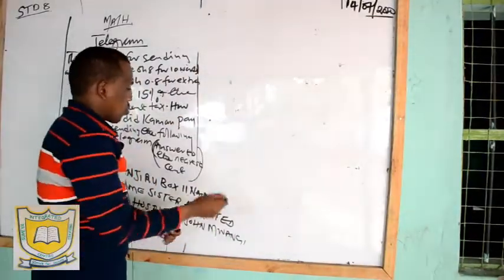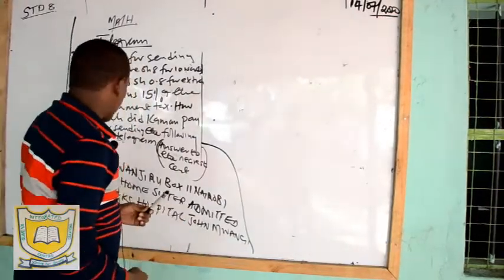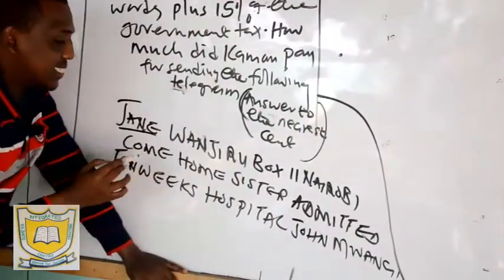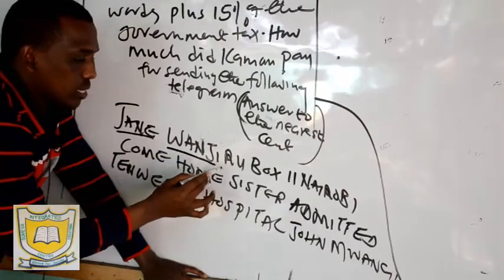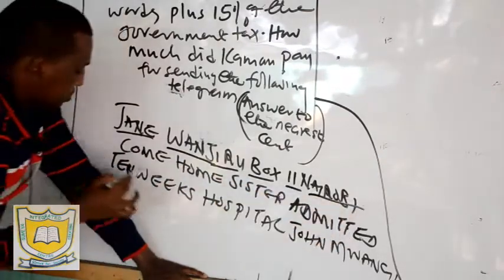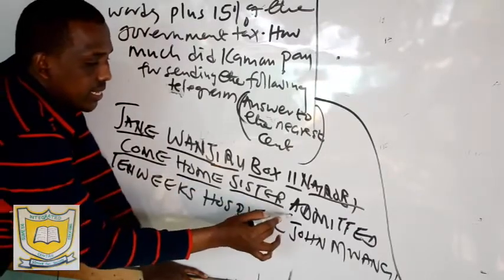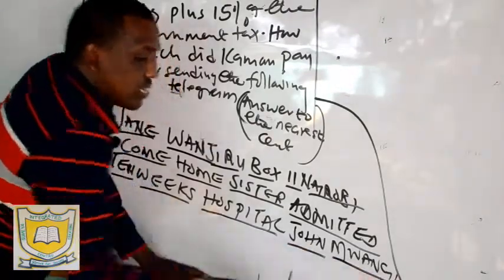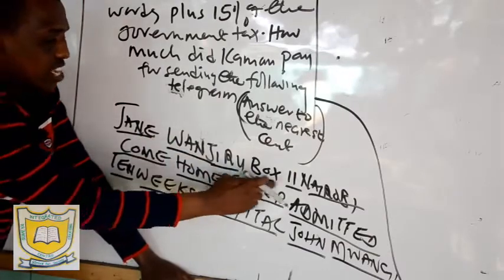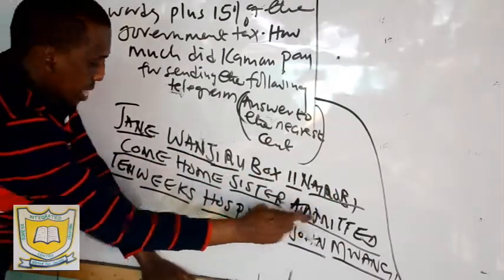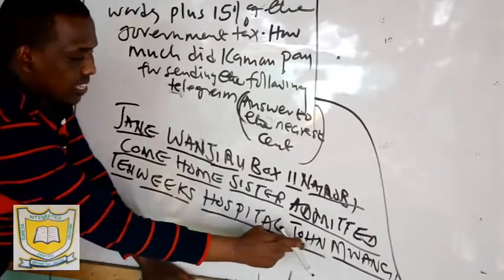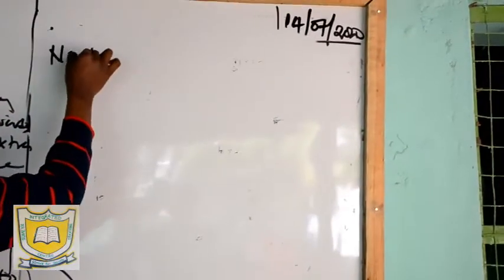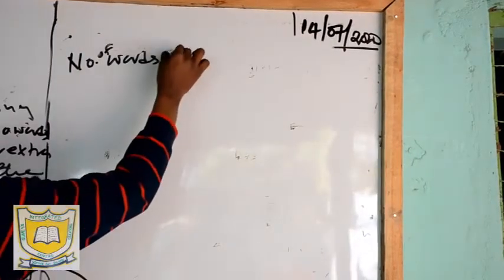So what we do, we count the number of words. Here we have the number of words. When we are counting: 1, 2, 3, 4, 5, 6, 7, 8, 9, 10, 11, 12, 13, 14. Those are 14 words now. There's no full stop. So the number of words is 14.